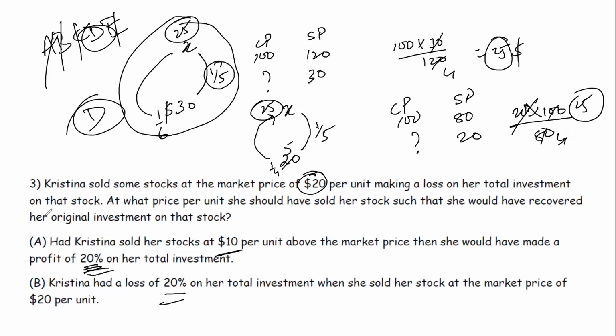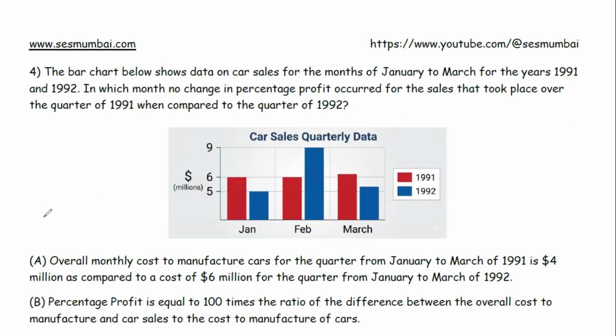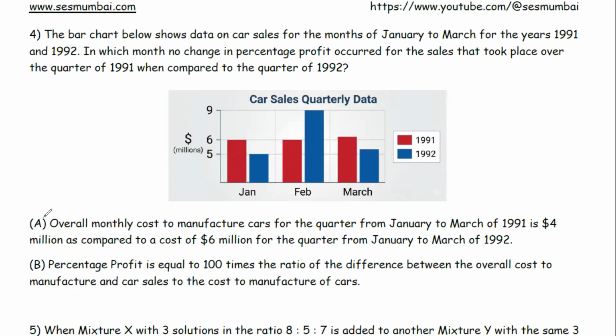Question 4. The bar chart below shows data on car sales for the month of January to March for the years 91 and 92. In which month no change in percentage profit occurred for the sales that took place over the quarter of 1991 when compared to the quarter of 1992? All right. So here's the car sales quarterly data. Reds are 91, blues are 92 for the months of Jan, Feb, March. And the sales is given in millions of dollars.